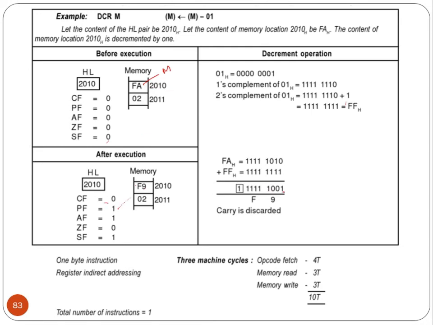In this result, the number of 1s is even, therefore even parity. So the parity flag will be set. Here there is a carry from the LSB nibble to the MSB nibble, so the auxiliary carry flag will be set. The answer is not 0, so the zero flag is reset. The MSB of the result is 1, therefore the sign flag will be set.